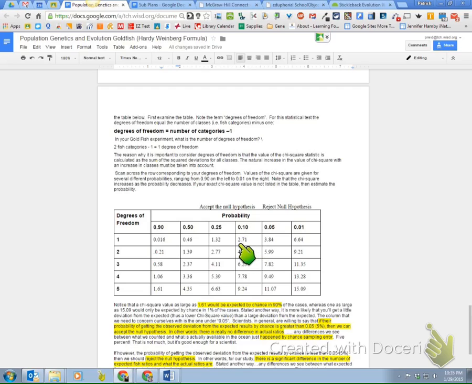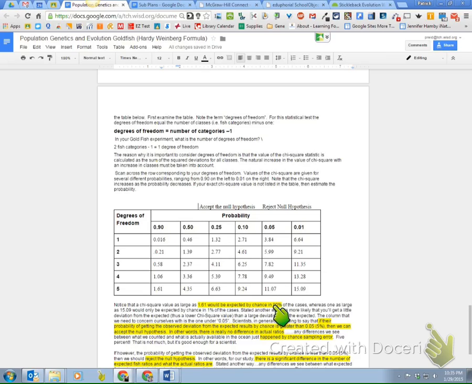So our 1.62 lands right here. What that says is that we've got between a 10 and 25% chance that the difference between what we saw and what we expected to see was due to merely chance. So we have a probability of 10 to 25% that the difference was due to chance.